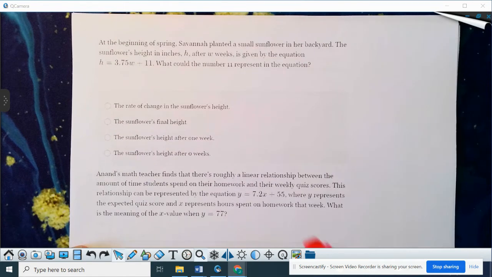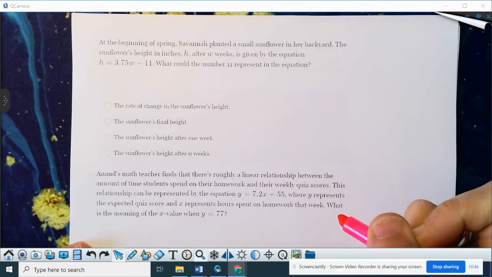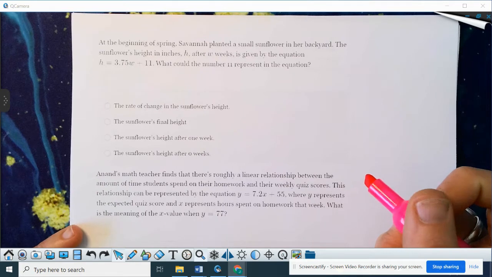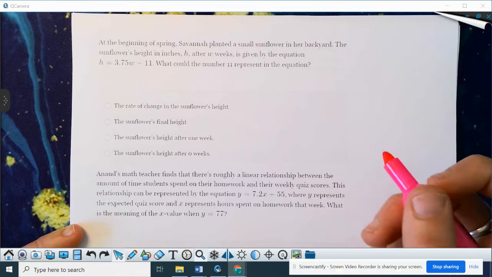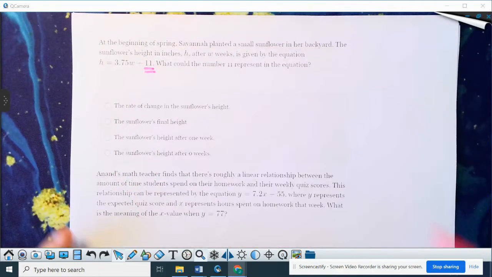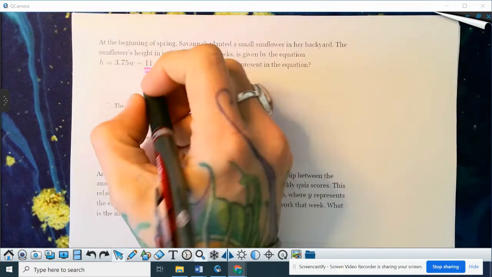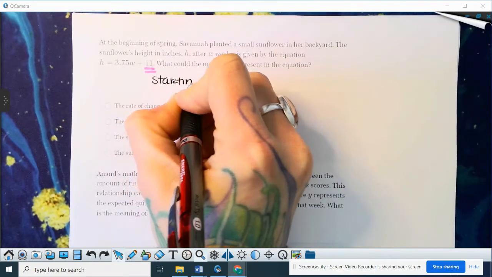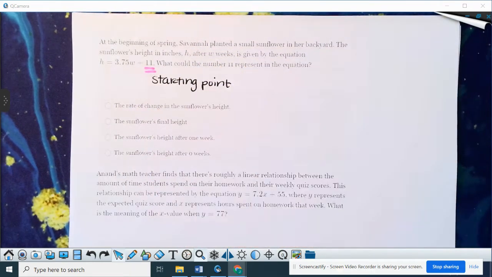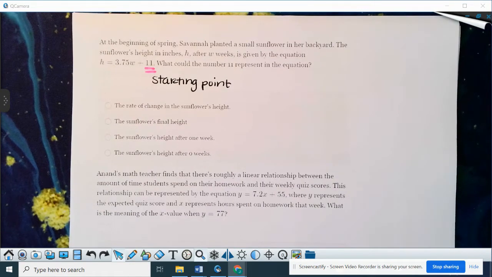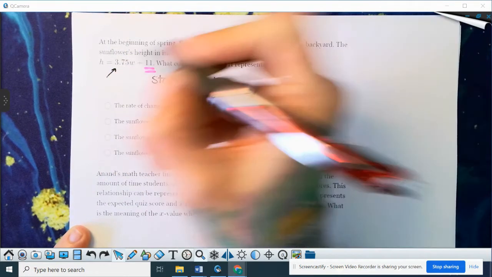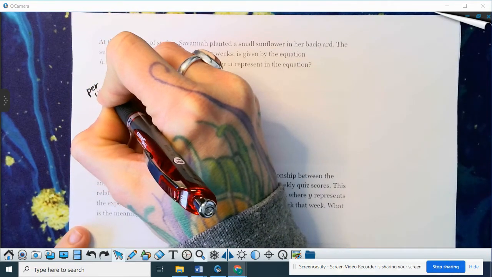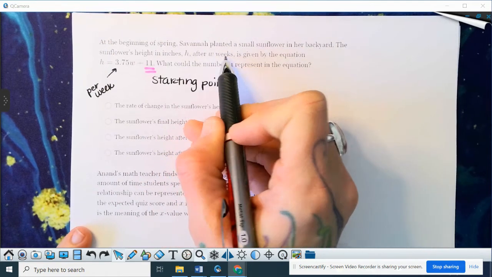So, the beginning of spring, Savannah planted a small sunflower in her backyard. The sunflower height in inches, h, after w weeks is given by the equation h equals 3.75w plus 11. What could the number 11 represent in the equation? So remember, 11 is our y-intercept, which is also known as your starting point. So that means that the sunflower started at 11 inches and then is going to grow 3.75, and this would be per week. And that's where your inches and weeks come into play in your word problem.